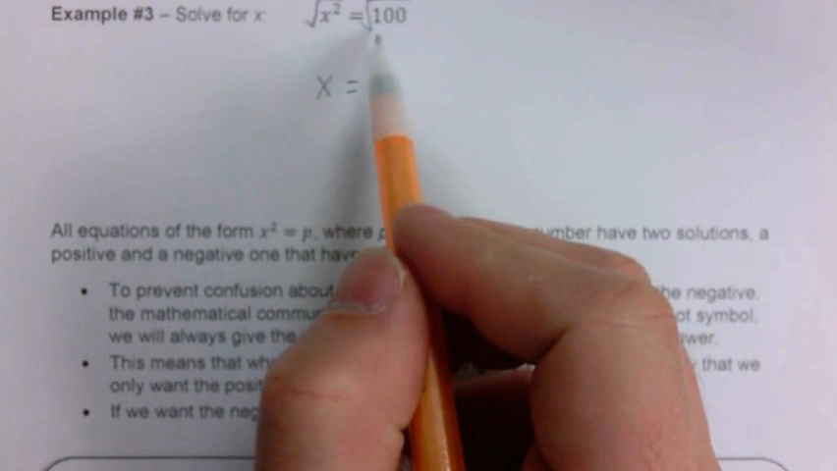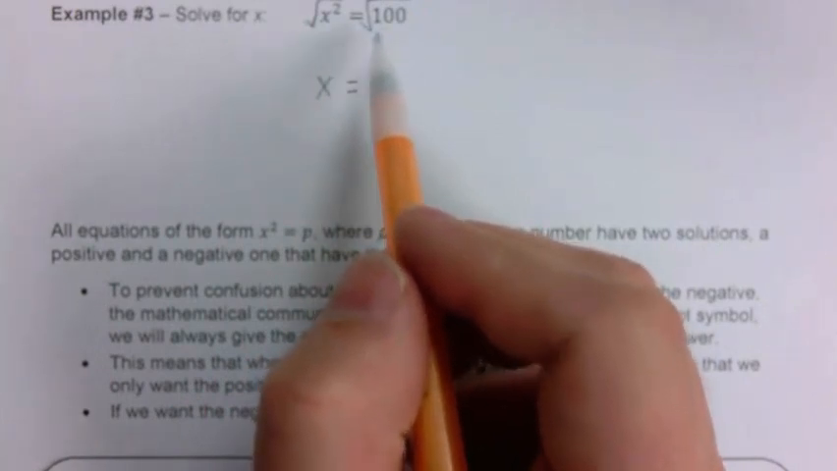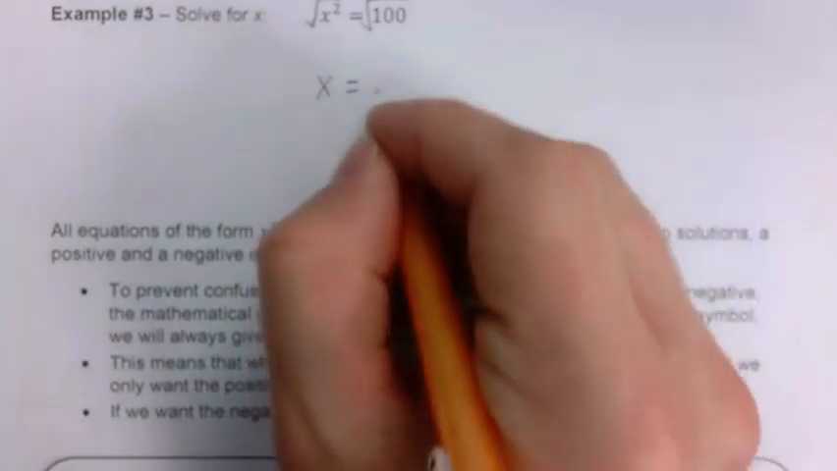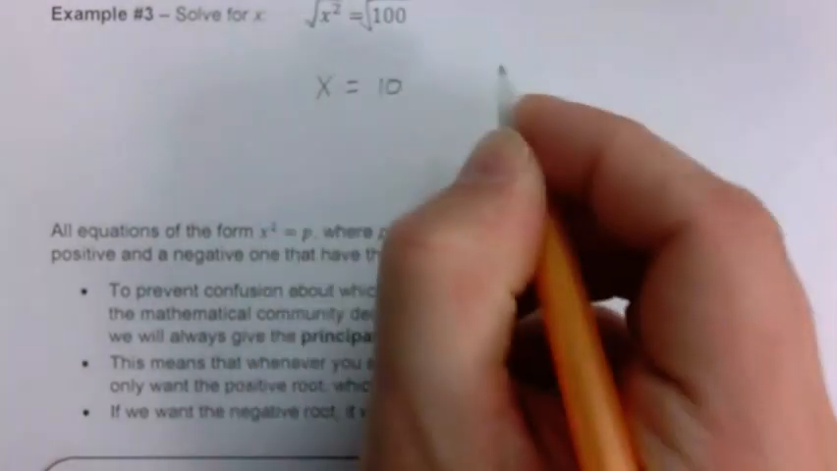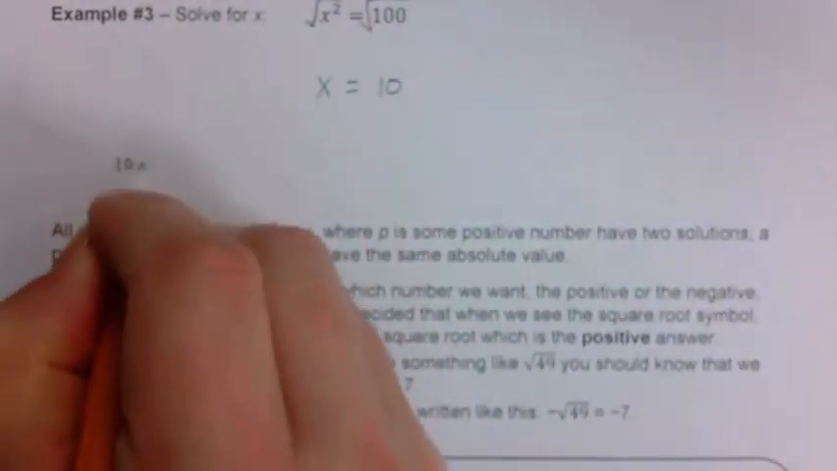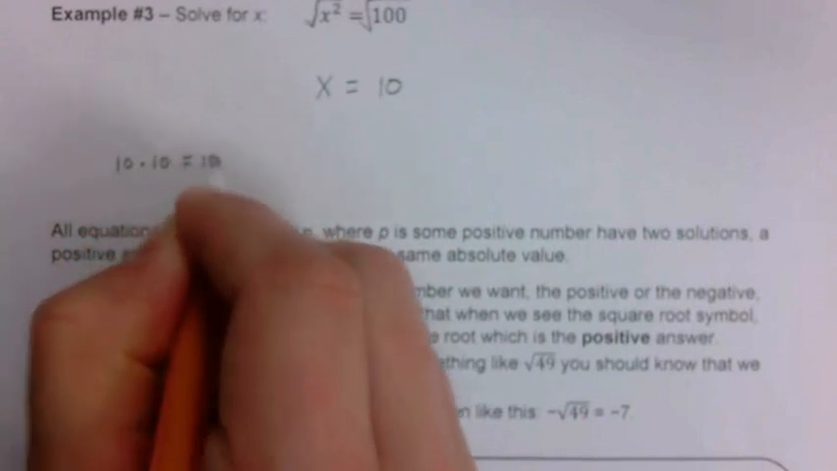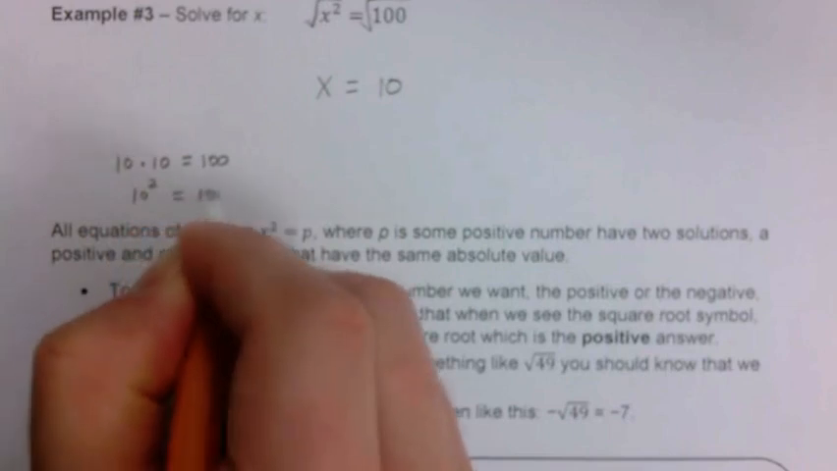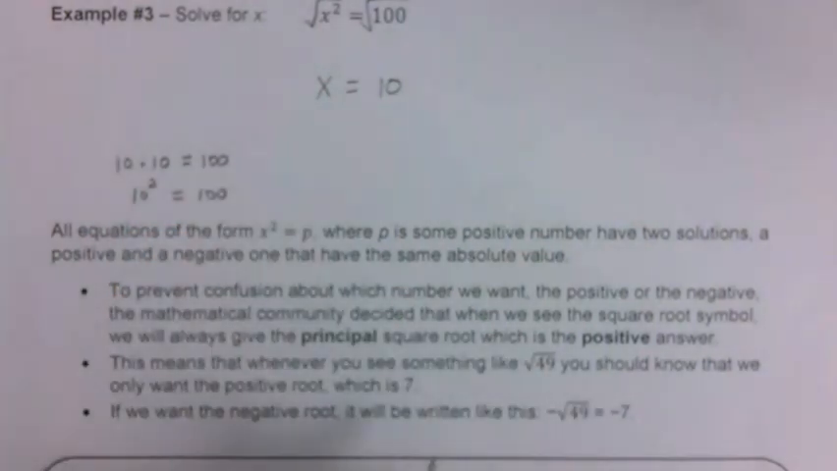Remember, what you do on one side of the equation, you need to do on the other side. So I have to ask myself, what number multiplied by itself would be equal to 100? That's a pretty easy one. That value would be 10, because 10 times 10 equals 100. So 10 squared equals 100, which means the square root of 100 is equal to 10.